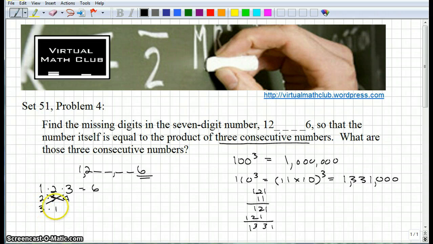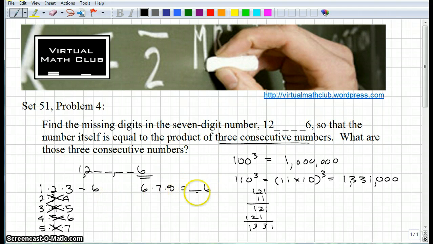3 times 4 times 5 is 20 times 3, so that ends in a 0. That's not going to work. 4 times 5 times 6, again 20 times 6, ends in a 0. 5 times 6 times 7: anytime we have a 5 with an even number, we get something ending in 0, so that's not going to work either. Let's keep looking. 6 times 7 times 8 is 42 times 8. It's going to end in a 6, so it's something 6.